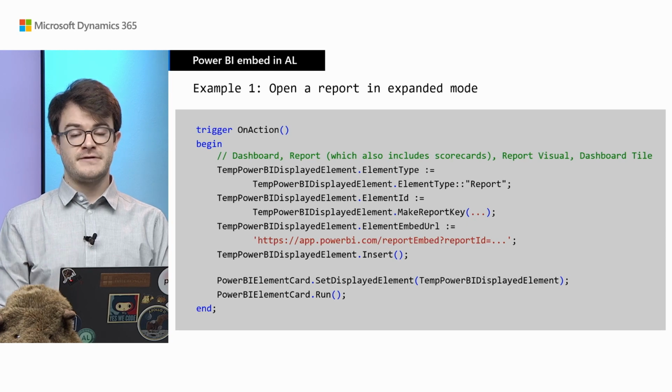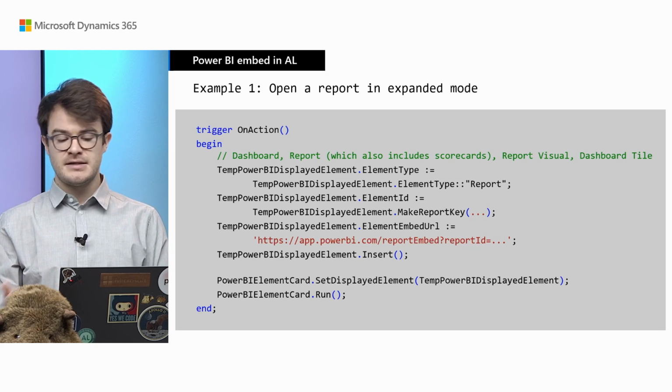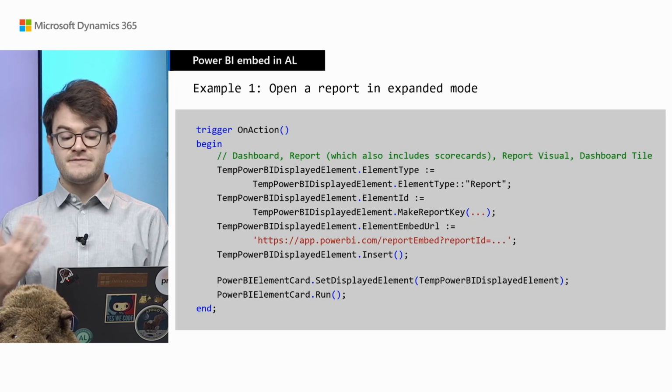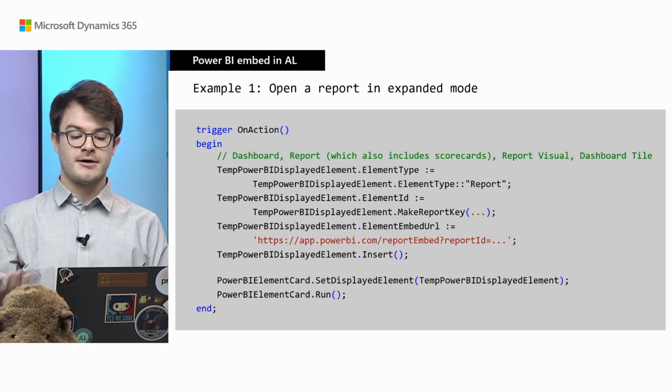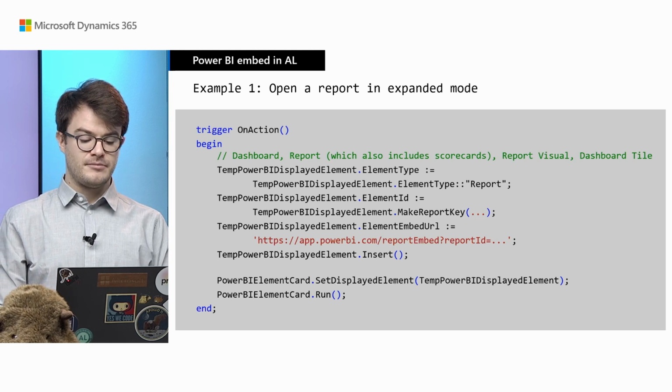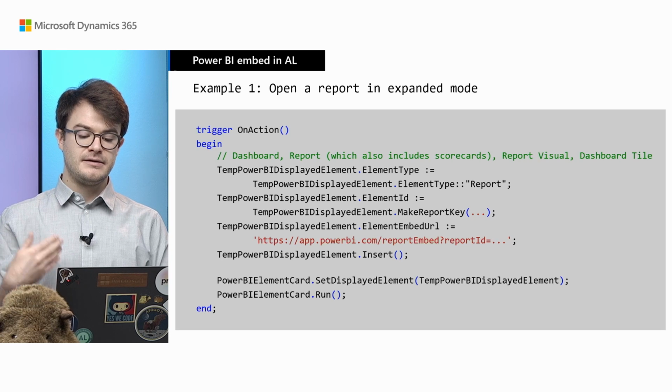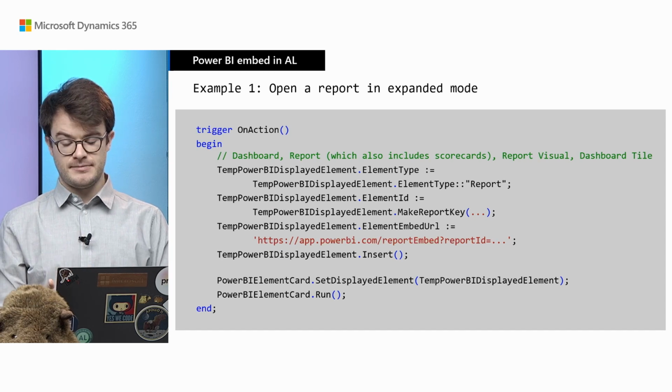This information is available from the Power BI REST APIs, so you can get them directly from your code, or in case you want a specific report to be shown, you can, of course, hard code them directly. And then you can just spin this Power BI element card page, which is going to display the report in full page. We'll see that in a minute.